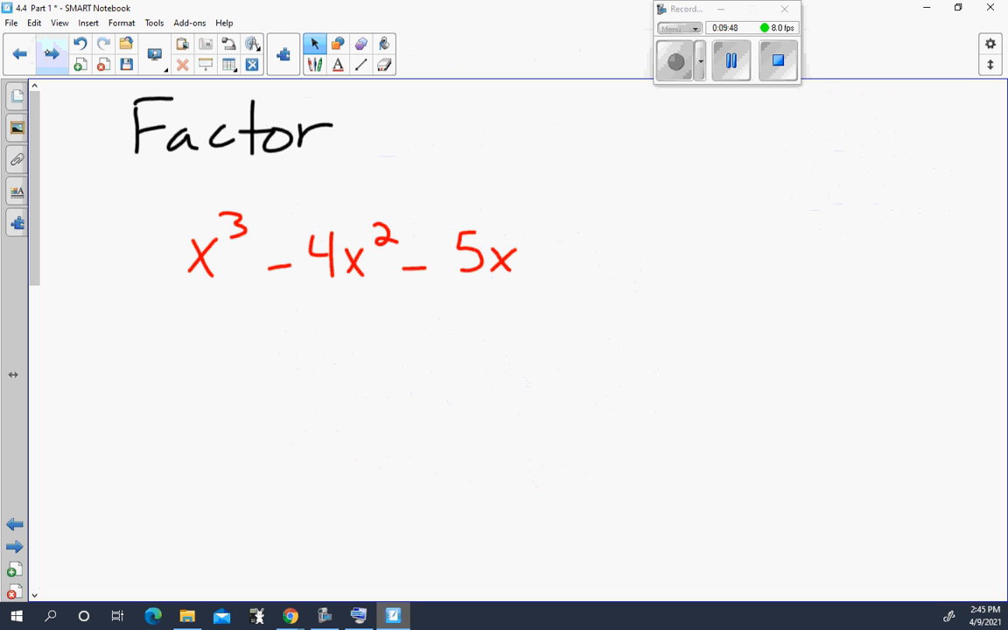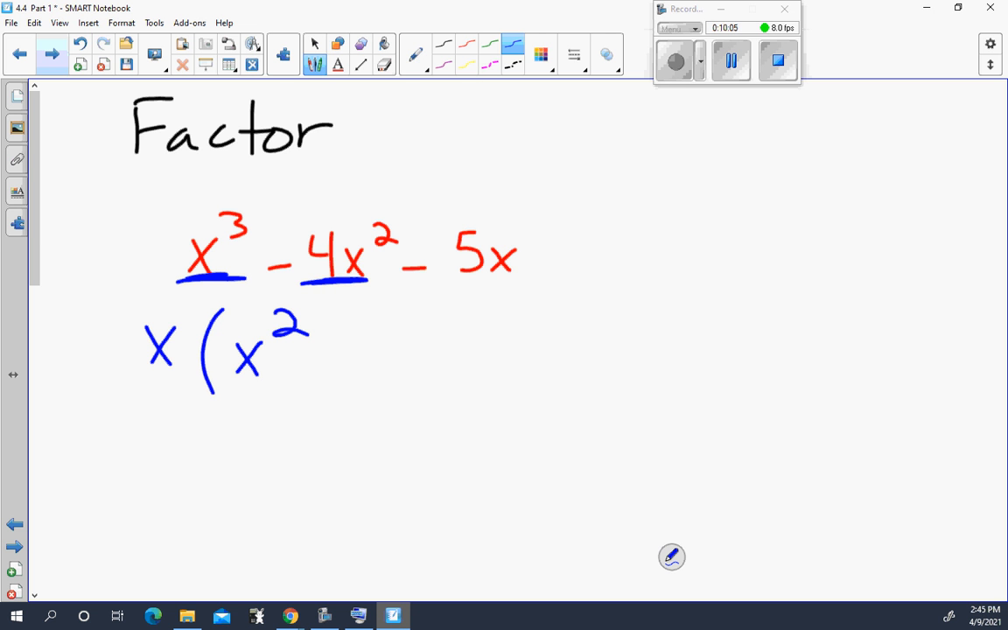Okay, this is what your worksheet will look like. We have to factor out this. Can you factor something like this out? What do all 3 of these have in common? They all have an x. We're going to take an x out. What would be left of this term if I took an x out? It would be x squared. This one, it'd be negative 4x. And this one would just be negative 5.